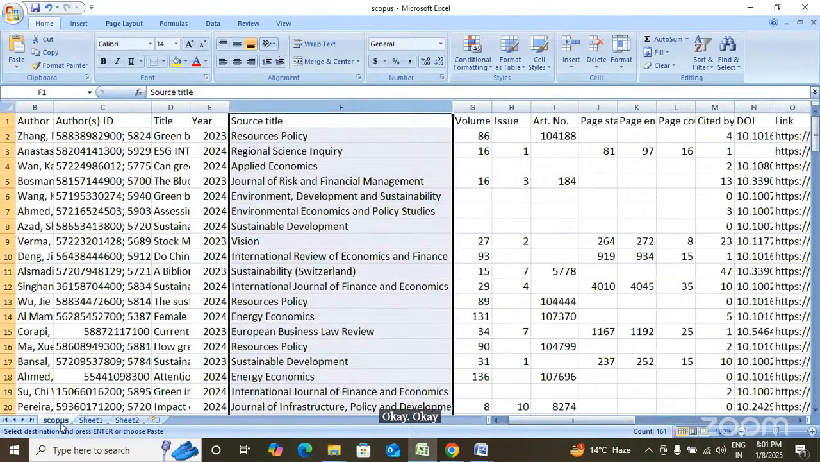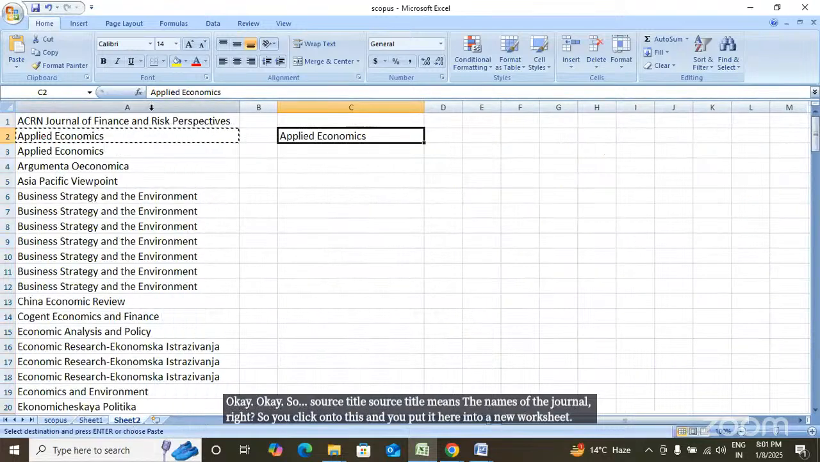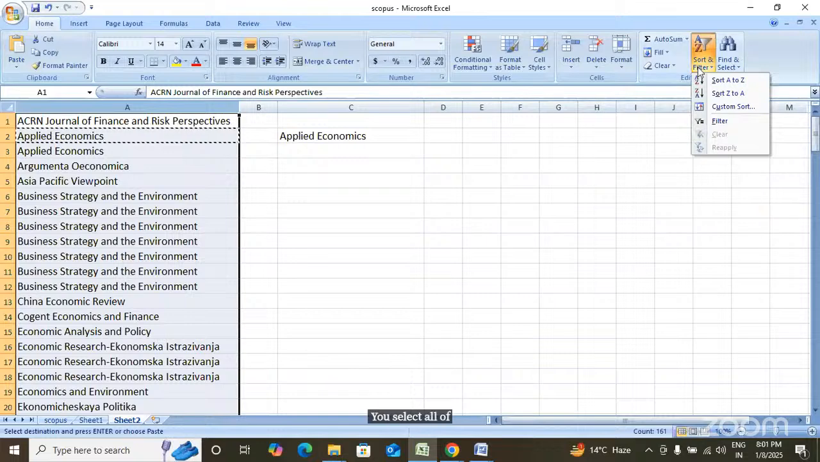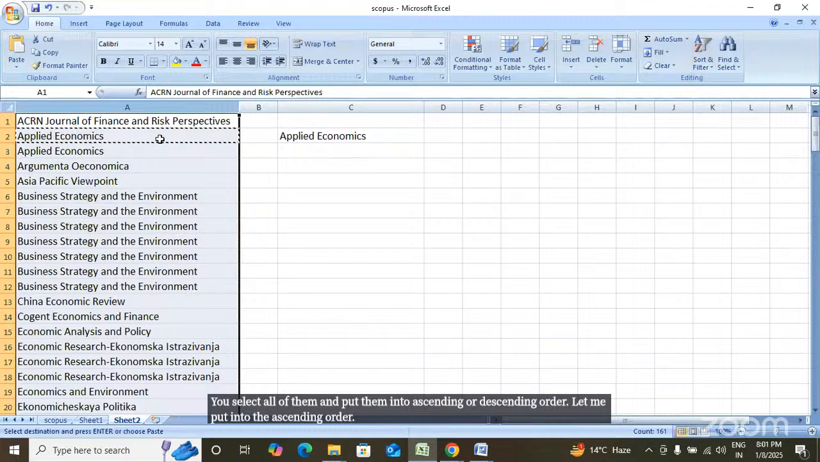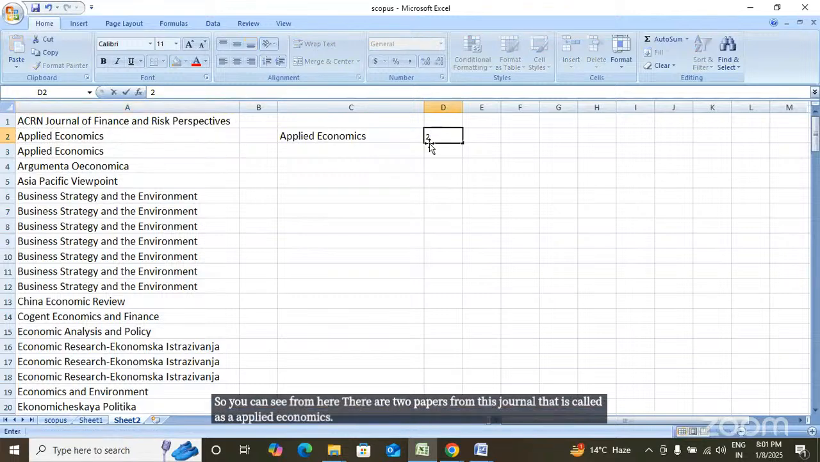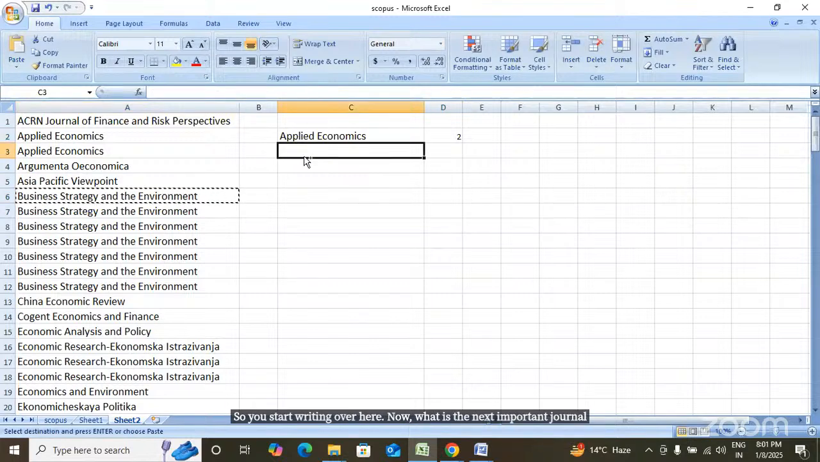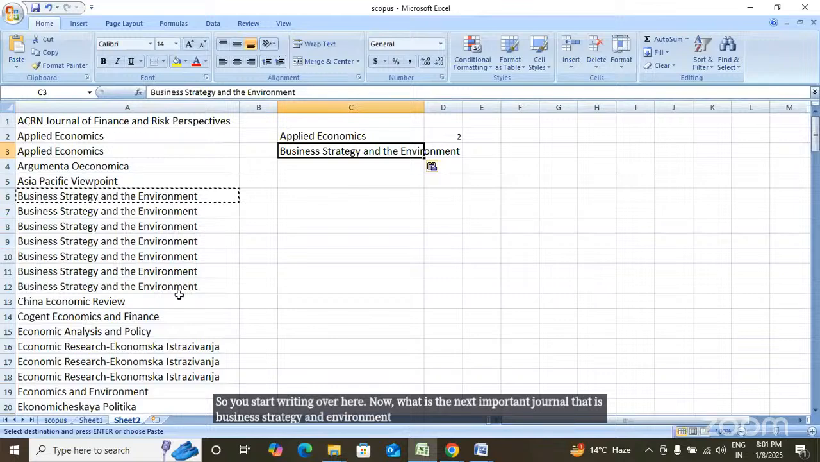Source title means the names of the journals, right? So you put it here into a new worksheet. You select all of them and put them into ascending or descending order. Let me put it into ascending order. You can see there are two papers from this journal called Applied Economics. So you start writing over here. Now what is the next important journal? That is Business Strategy and Environment. How many papers from this journal? 4, 5, 6, 7. So it comes out to be 7.